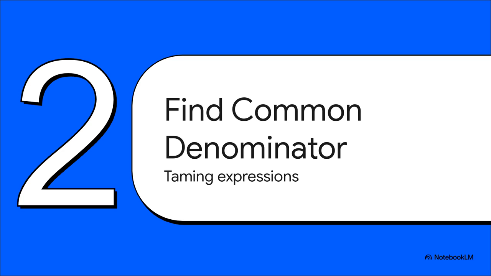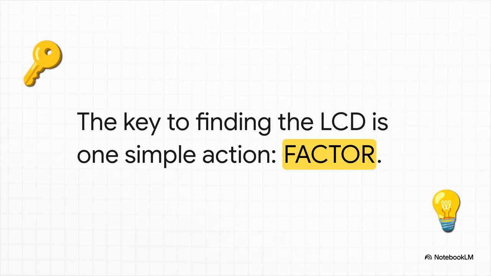Okay, on to the first major step. Finding that least common denominator, or the LCD. This is our secret weapon. This is how we're going to take those messy, complicated-looking expressions and make them play nice together. And the key to the whole thing, the absolute most important action you will take, is this. You have to factor. Why? Because factoring is like looking at the DNA of your denominators. It breaks them down into their basic building blocks, so you can see exactly what you're working with.